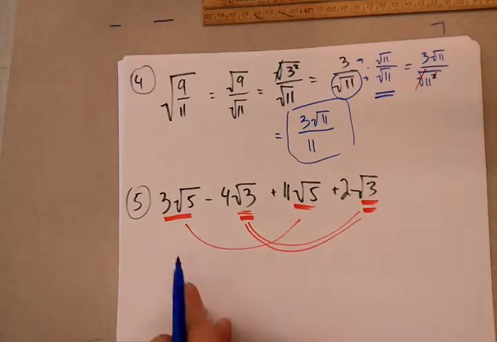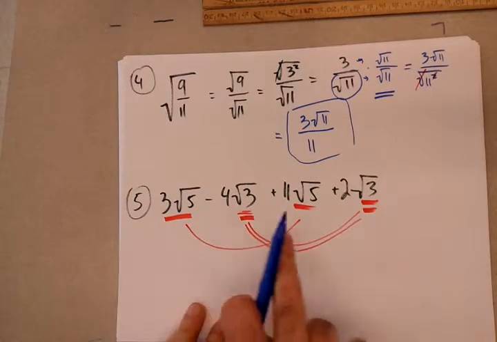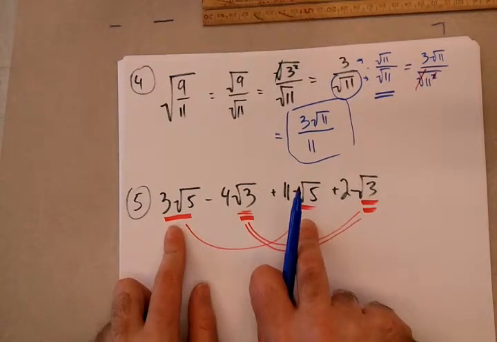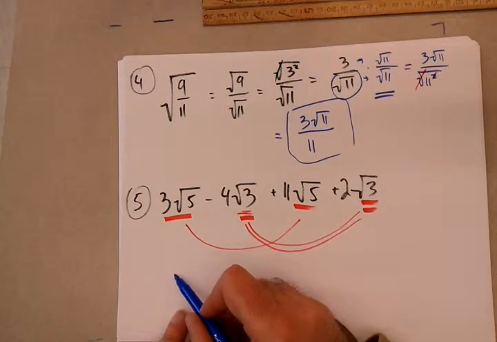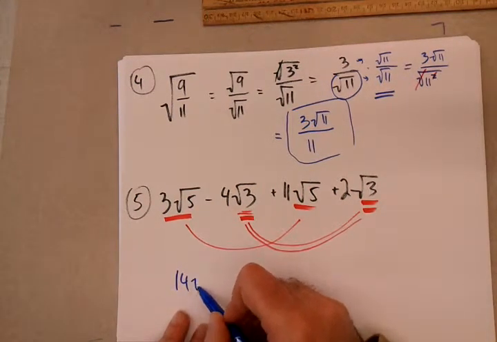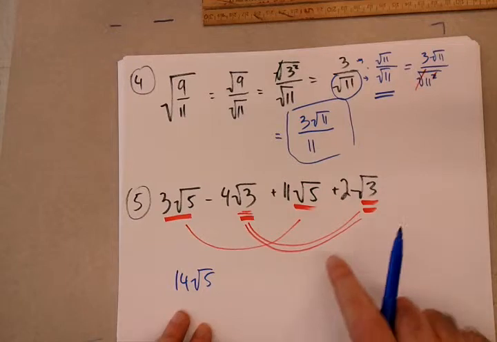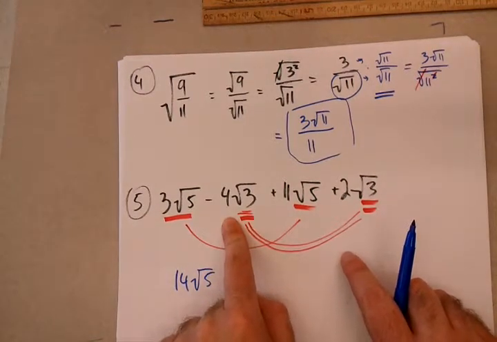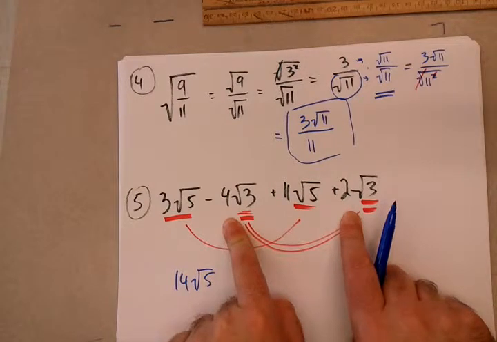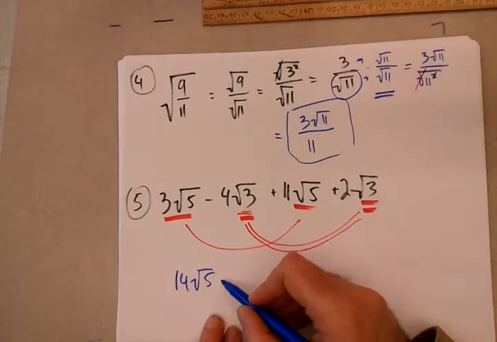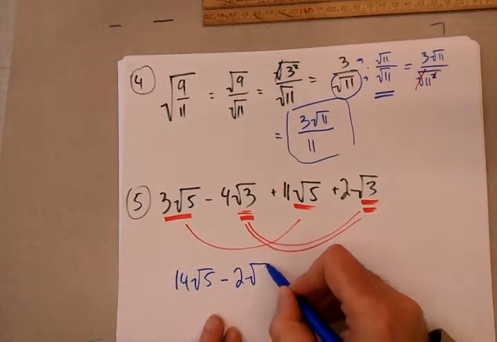No problems. 3 root 5 plus 11 root 5, it's the same as 3x plus 11x in theory. So you are going to get 14 root 5. And then here you have negative 4 root 3 plus positive 2 root 3. So it's going to be a negative 2 root 3.